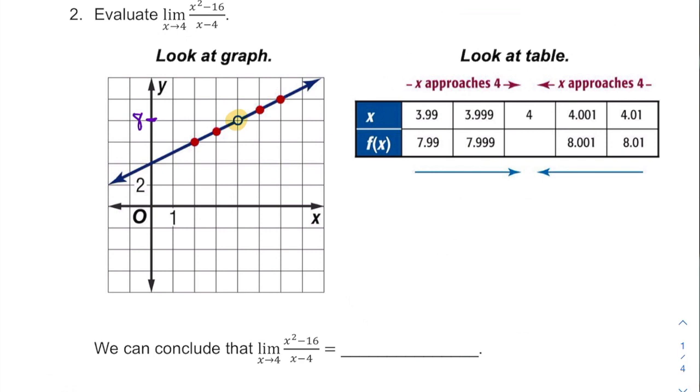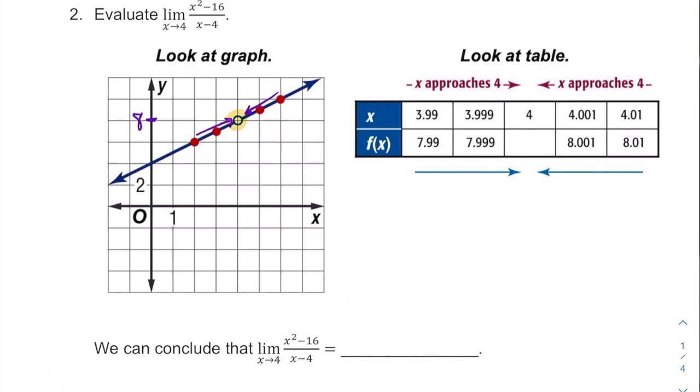But as I approach and I get really, really close to this hole, as I look at my table, this number is getting closer and closer and closer to 8. As I come from the other direction, I'm again going to get smaller and smaller, but closer and closer to 8. And that's happening as well as I approach 4 from the other side.